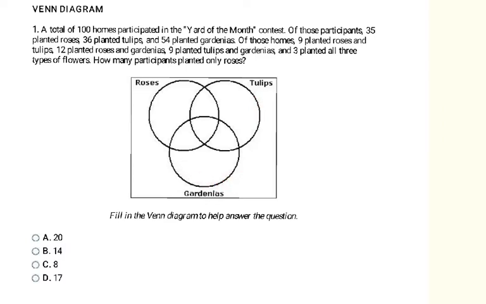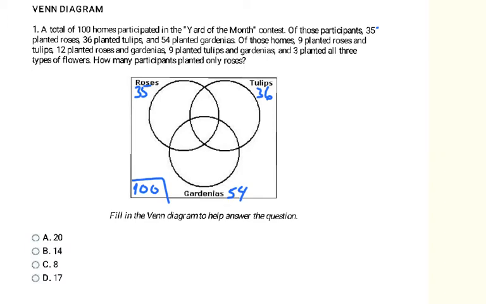So the first thing, and then I'm going to go ahead and fill the numbers in. The first thing I'm going to do is write this 100 down in the corner because that is the total number. And then it said 35 planted roses. So underneath roses, I'm going to write 35. It says 36 planted tulips, so under tulips I'm going to write 36, and then I'm going to write 54 by gardenias.